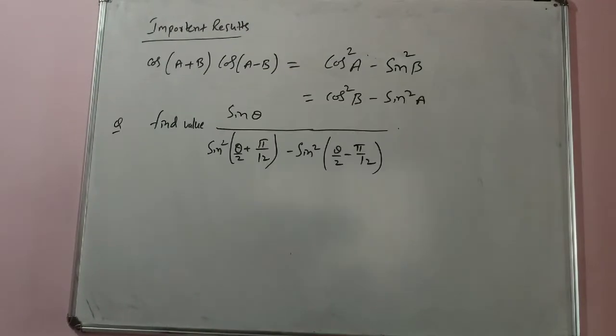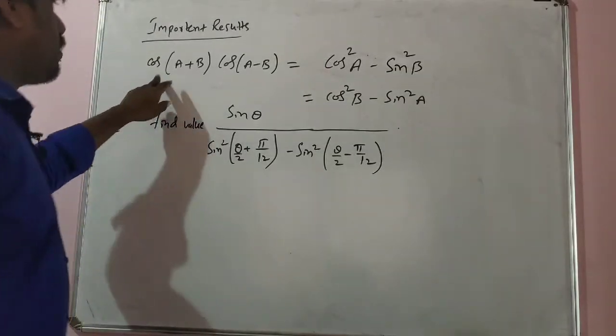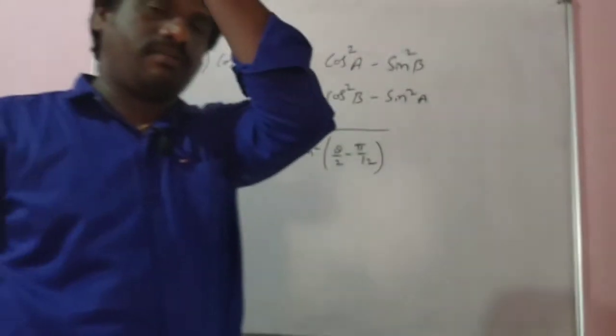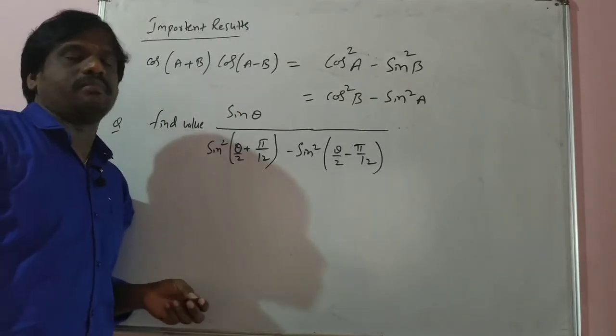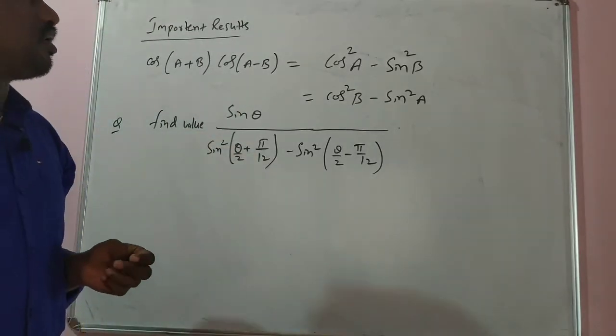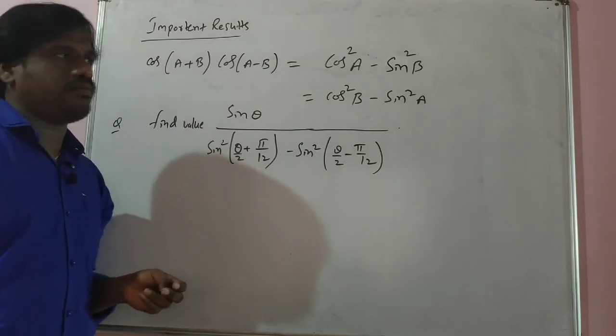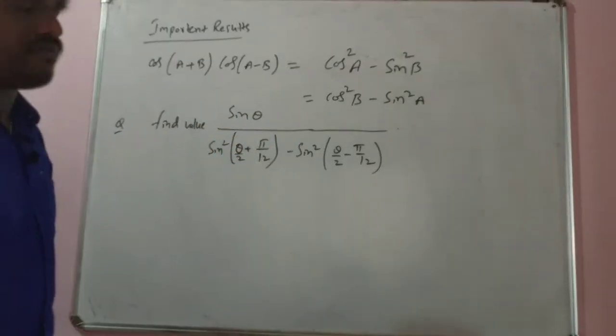In the similar way, we can write the cos formula also. So cos a plus b into cos a minus b formula is cos square a minus sin square b, or cos square b minus sin square a. We can write this formula. These are very important formulas.